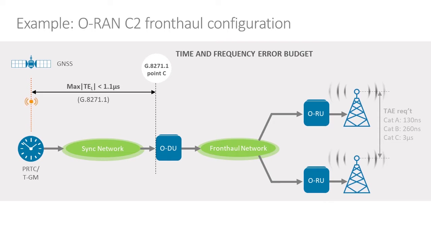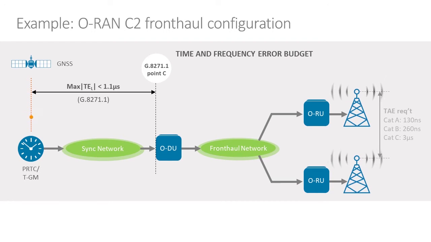Remember, there's synchronization delivered into the ODU. In practice, this is likely to be mobile backhaul network. Therefore, there are well-defined requirements here for synchronization in ITU-T 8271.1.c, that's going to be the input to the ODU. And there you've got a maximum time error filtered metric and a limit of 1.1 microseconds.